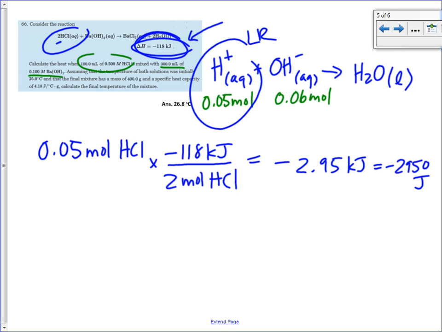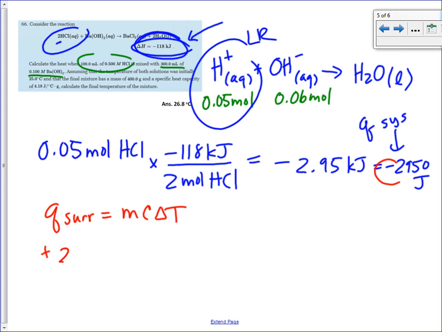That's my Q, okay? That's my heat for my system. That's Q for the system. But when I do my little calorimetry calculation with MC delta T, I'm going to focus on the surroundings because that's what the temperature change corresponds to. So now I'm going to be finally ready to do my MC delta T, but it's going to be for the surroundings. Okay, so I have to, guess what, change that sign. Now it's positive 2950 joules.